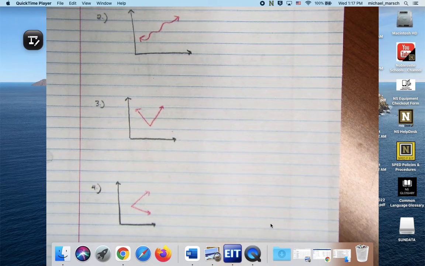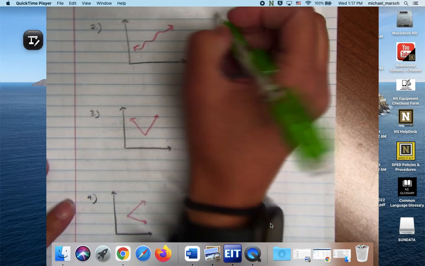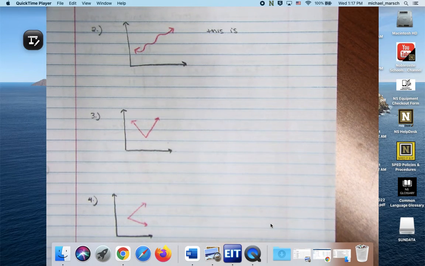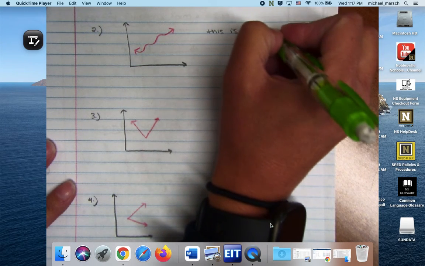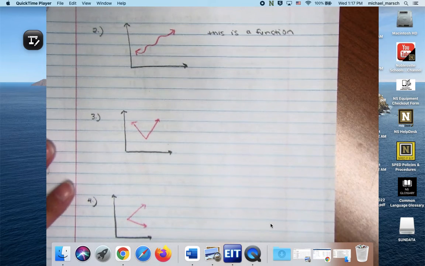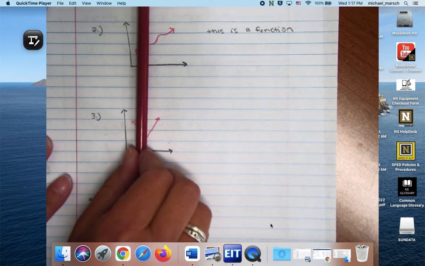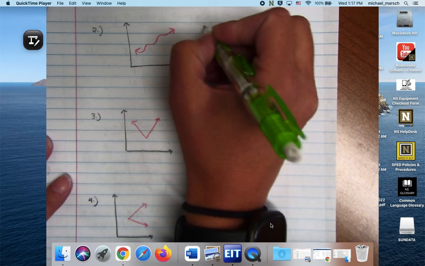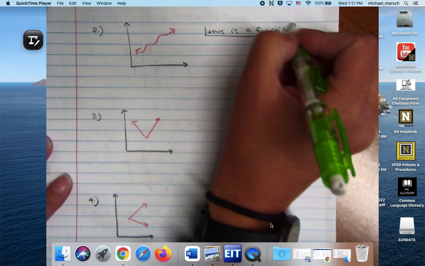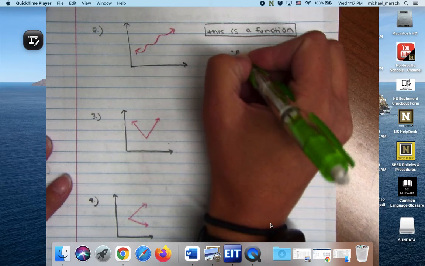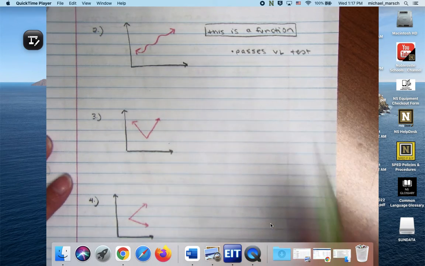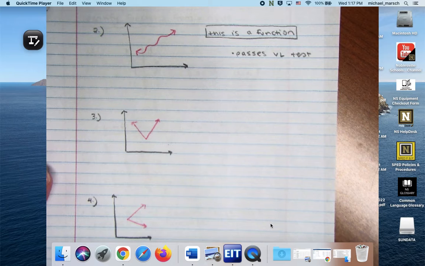Okay, number 2, function or not a function? It is a function. It's not linear, which we haven't gotten to yet, but this is a function. If I take my red pencil, it's going to pass the vertical line test. It's never going to go through 2 points at the same time. Is everybody okay if I just write VL, vertical line test? Okay.